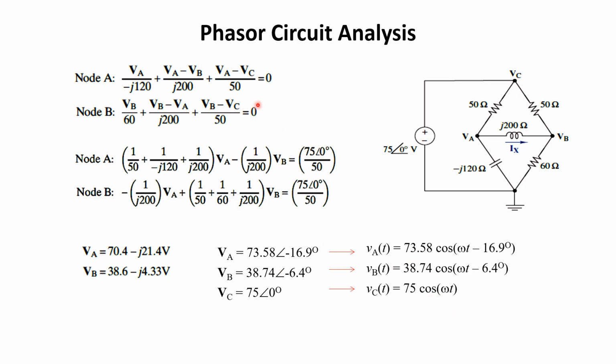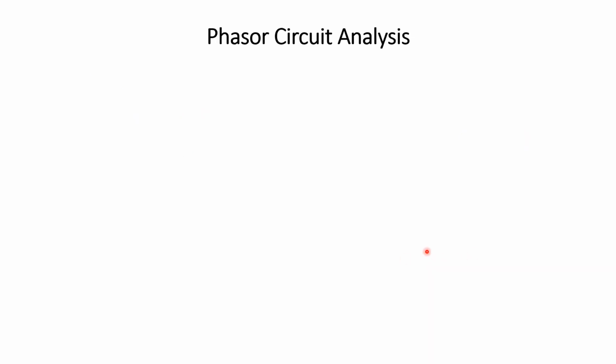So you see how quickly we have found the response in phasor. Due to the phasor analysis, we have found VA, VB, VC, and then at the end we can convert it into the time domain representation. Note that this is the steady state response. The transient response is not included in it.